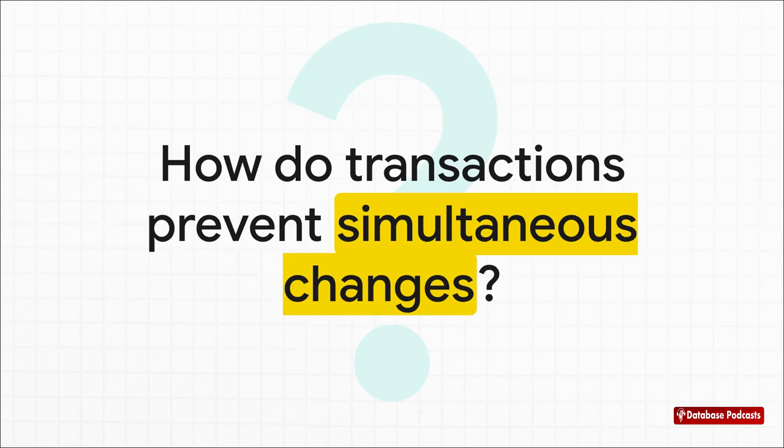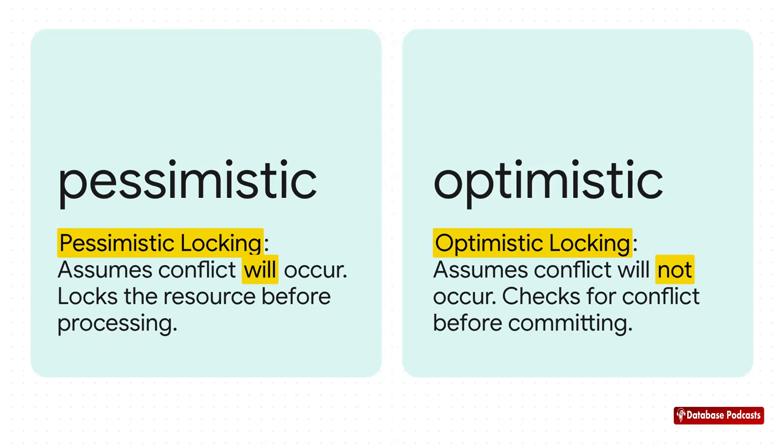Right. Okay, so the transaction is the wrapper. It's that all-or-nothing container. But what's the actual mechanism inside that wrapper that stops two different transactions from stepping on each other's toes? That is the key question. And the answer is a concept called resource locking, which comes in two completely different philosophies. First, you have pessimistic locking. This is basically like calling dibs. It assumes a conflict is probably going to happen, so it locks the data before it does any work. No one else can touch it.